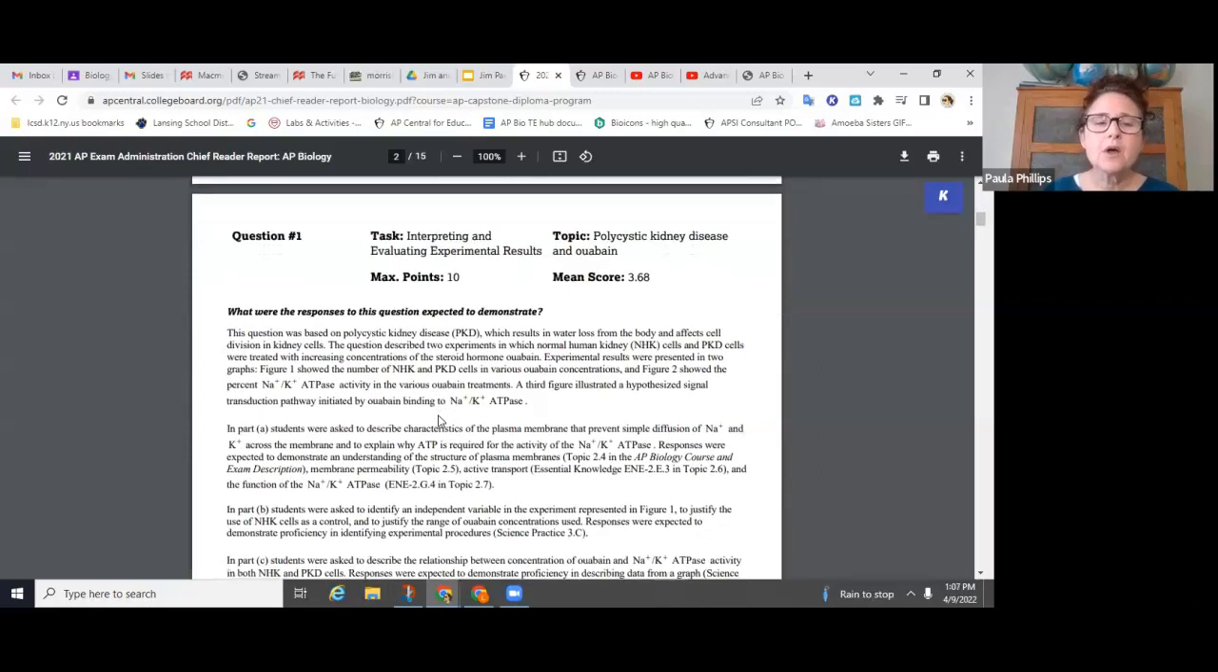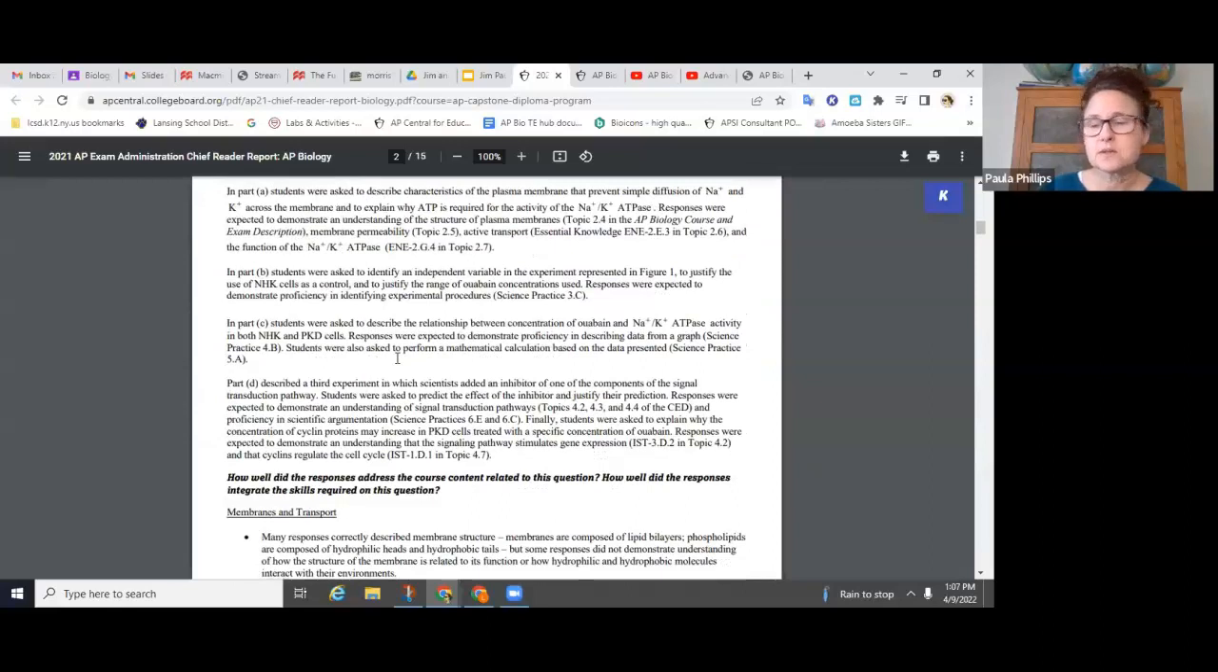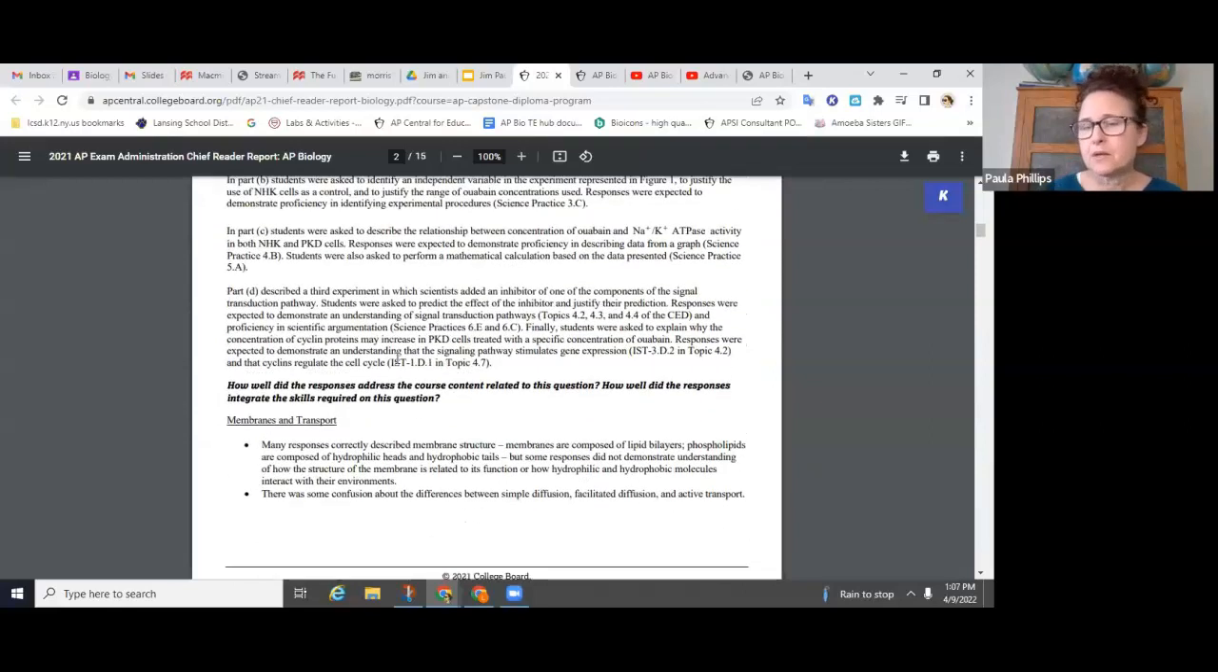So for example, for question 1, it talks about what the task was. Here's the science practice skill that the students were being asked to demonstrate. What was the topic? The maximum number of points was 10, and the mean score earned by the number of students that you saw on the previous screen was 3.68. And so underneath that, what were the responses to the question expected to demonstrate? So what was the College Board expecting the students to be able to demonstrate?